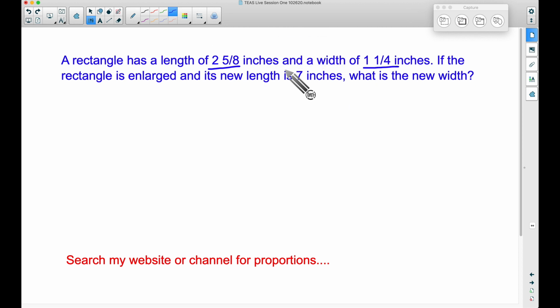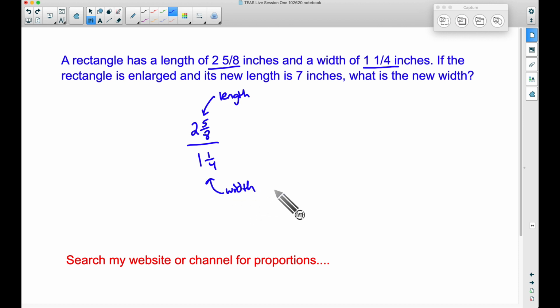You can convert hours to minutes. You can convert feet to inches, yards to feet. There's so many things you can convert. Proportions are good to use for those particular examples. So watch what I'm going to do here. I'm going to say 2 5/8, and I'm going to put that over 1 1/4. So what did I really do here? Up top, I put my length, and down here at the bottom, I put my width.